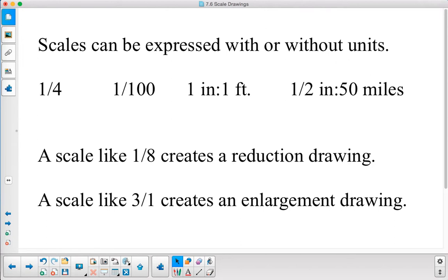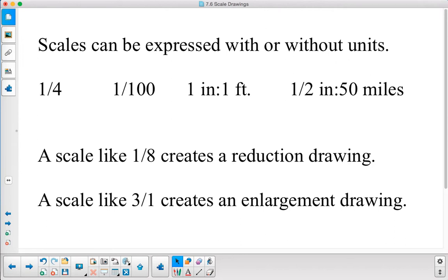So scales like 1 to 8, that's going to make a reduction drawing. It's going to be 1/8 of the size that the real object is. So it reduces it down. If you have a scale like 3 to 1, you're going to enlarge whatever it is. 3 to 1 would make the drawing 3 times as big as the real object.